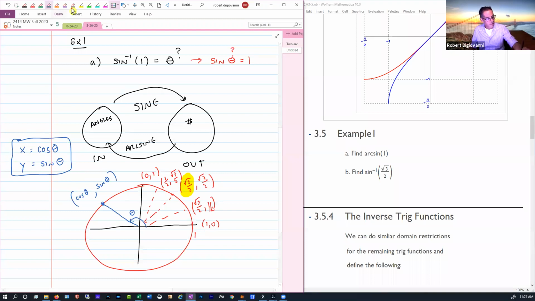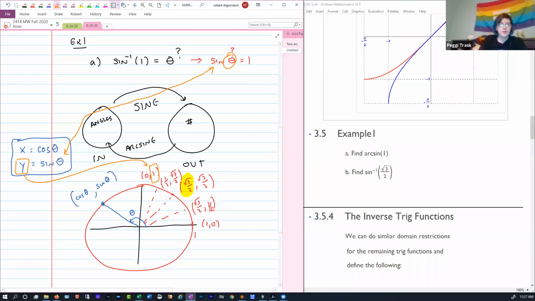So when you look at this up here, we're asking ourselves, sine of what angle is 1? We're really asking ourselves, where is y 1? Do you all see that? Where on the unit circle is your y coordinate 1? So where is it happening? Right there, see that? The y coordinate is 1. And what angle is that?